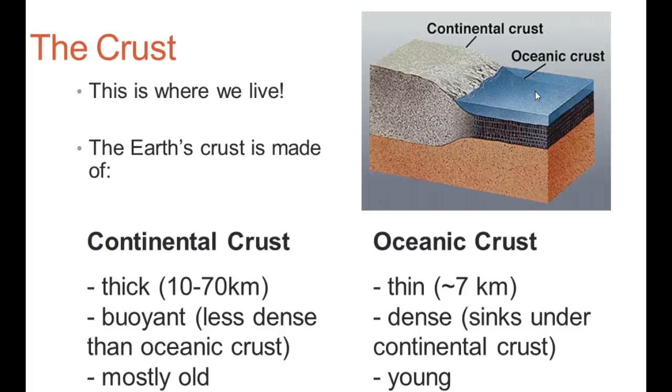However, oceanic crust is more dense than continental crust, and therefore when the two types of crust meet, oceanic crust will sink underneath continental crust. So write that down. It's more dense than continental crust, and it will sink below continental when they meet. That's very important.